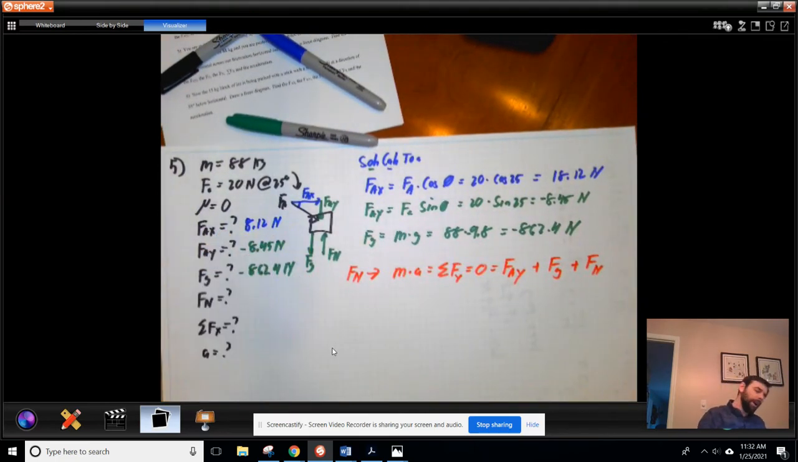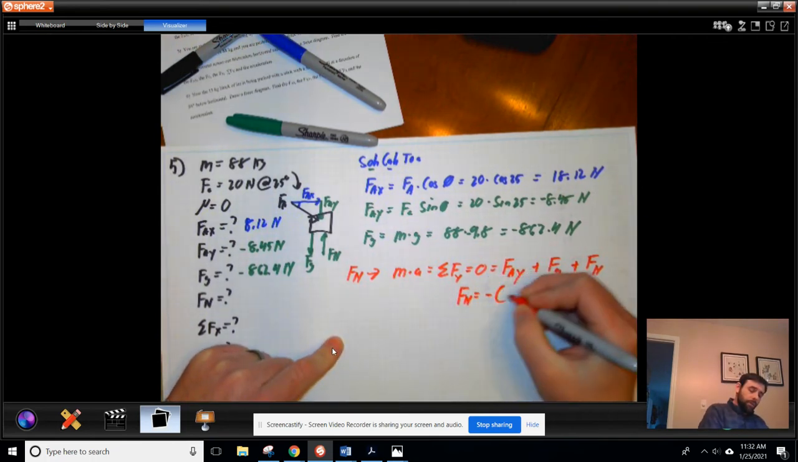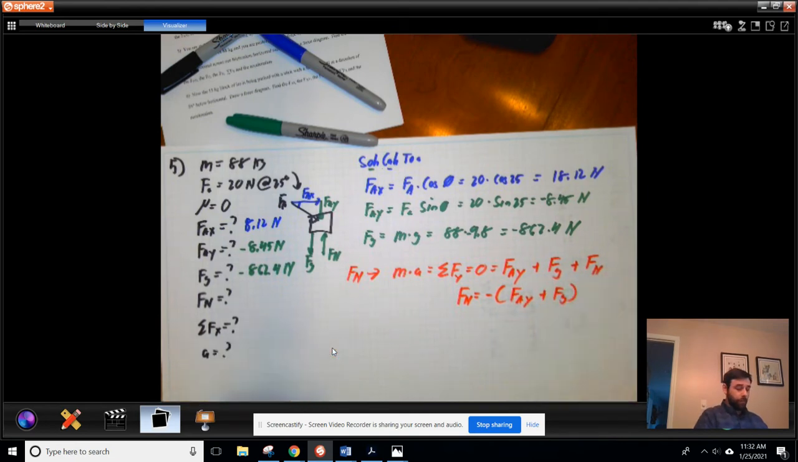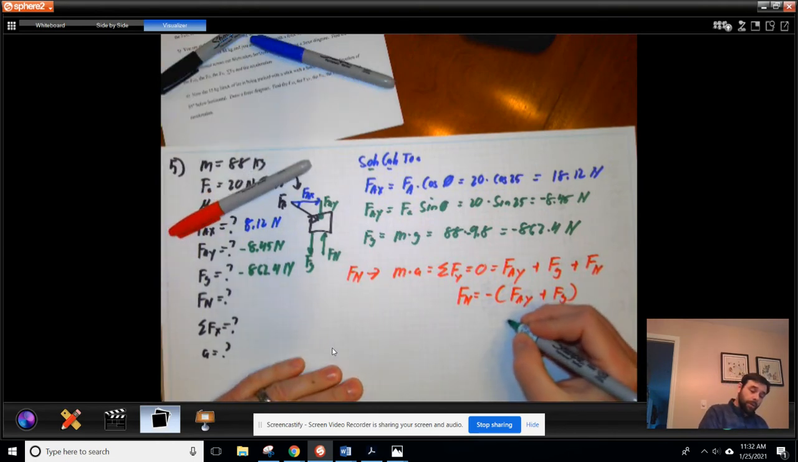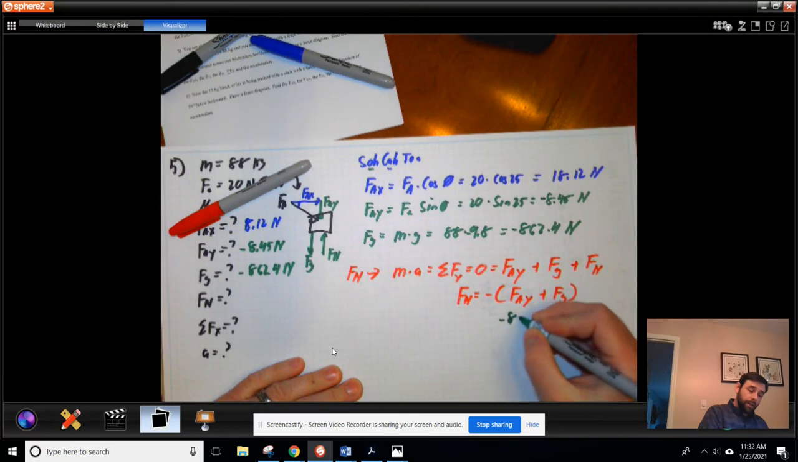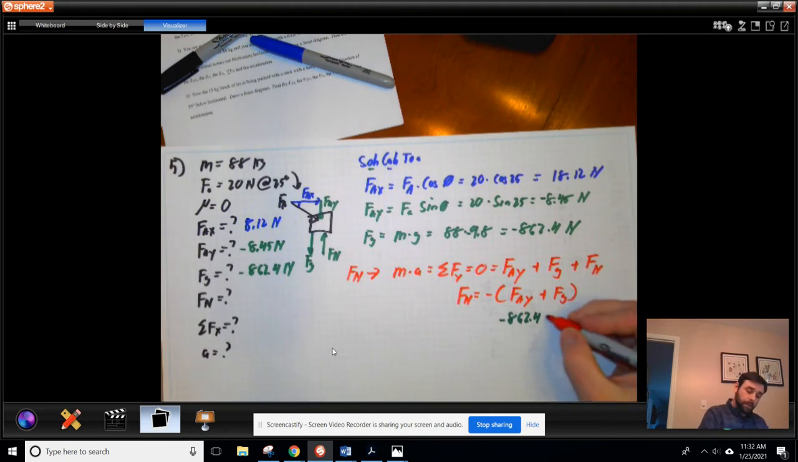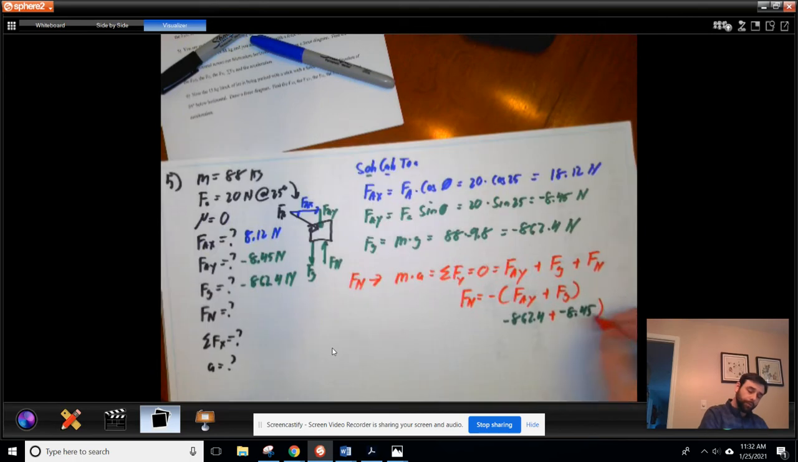So, let's see if I can focus a little bit better. All right, cool. Our normal force in this case is going to be equal to the negative of the force applied in the y direction plus the force of gravity. Fortunately for us, we have already solved for those two pieces. We've got negative 862.4 plus a negative 8.45, in no particular order.